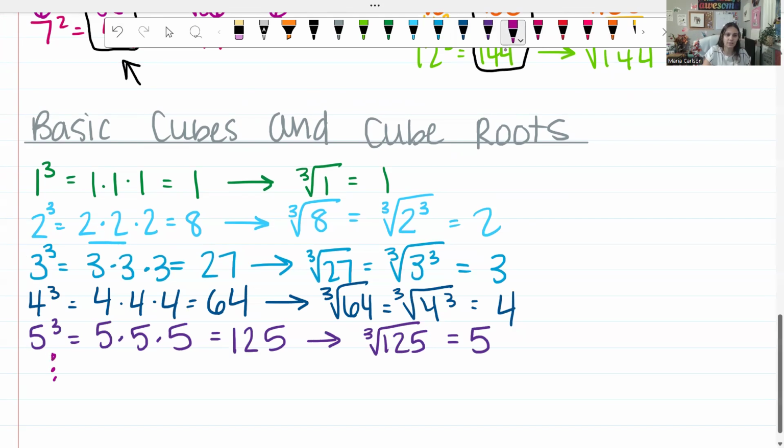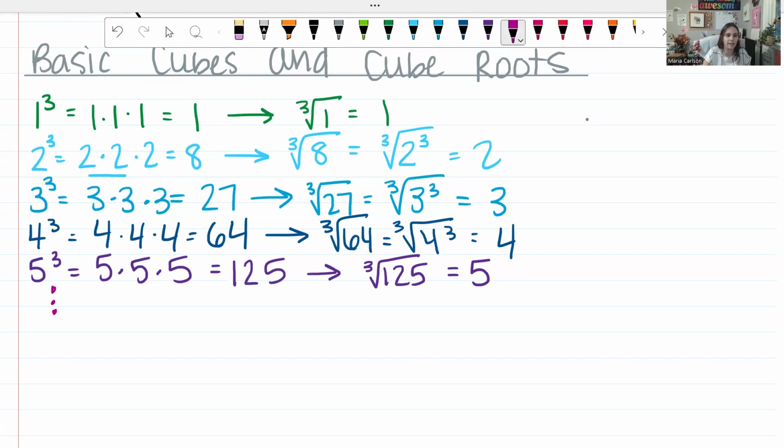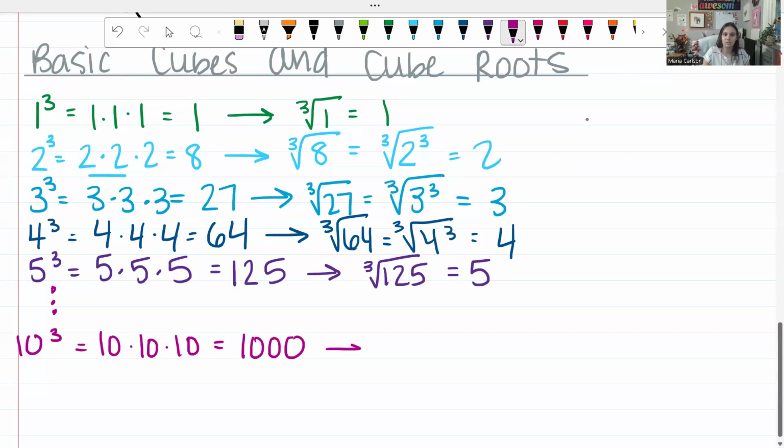And then the last one I really want us to pay attention to, we could do 6, 7, 8, and 9, and you can play around with those yourself. Type 6 times 6 times 6, 7 times 7 times 7, see what you get. 10 cubed, however, that is 10 times 10 times 10. 10 times 10 is 100, times 10 again gives us 1,000. So the cubed root of 1,000 is 10.